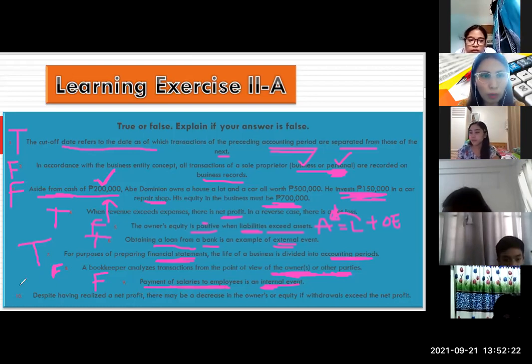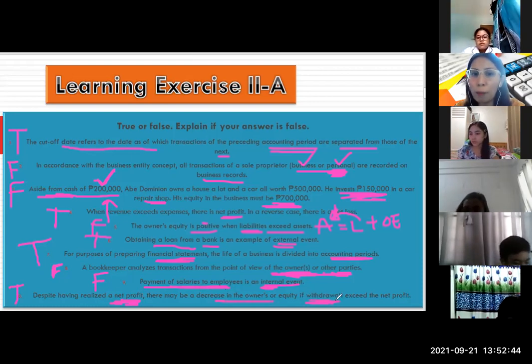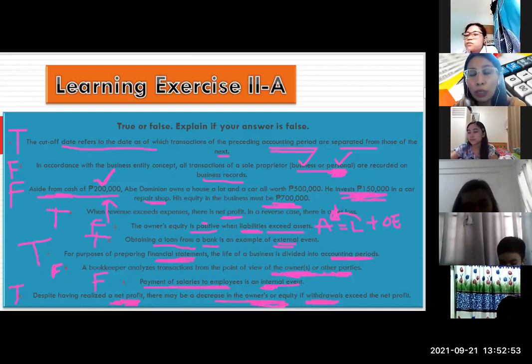True. So it's like this, ha? Despite having realized a net profit, na-realize na daw nila na ang result na ay meron ng income o kumita ng business, meron ng net profit, there may be a decrease. Mababawasan ang owner's equity kapag merong withdrawal. Owner's equity are shares ng owner. So, kapag merong withdrawals in the business, mababawasan yung owner's equity if it exceeds the net profit. Yan, true for number 10.